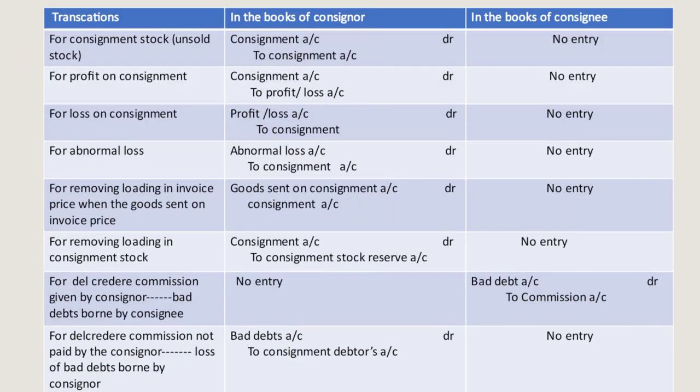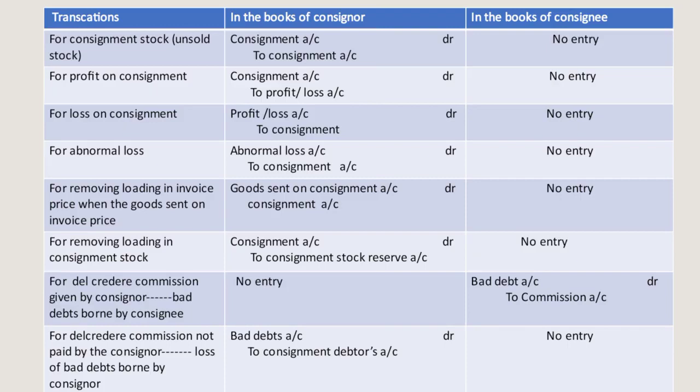For the consignment stock, that is unsold stock, the consignor will pass an entry: consignment account debited to consignment account, then there will be no entry in the books of the consignee. For the profit, consignment to profit and loss. For the loss, profit and loss to consignment. For the abnormal loss, abnormal loss account debited to consignment. All these entries will be passed only in the books of the consignor, not in the consignee.